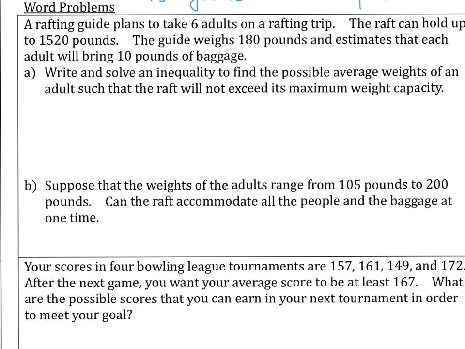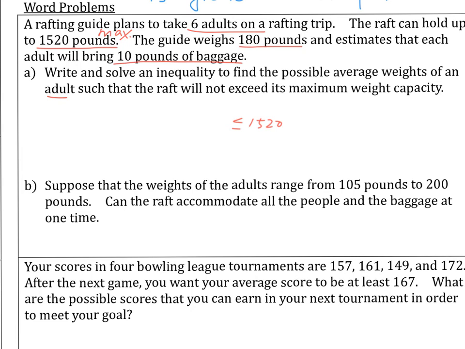Word problems. A rafting guide plans to take 6 adults on a rafting trip. The raft can hold up to 1,520 pounds, so this is the maximum. So I'm going to assume that I need to use the less than or equal sign. The guide weighs 180 pounds and estimates that each adult will bring 10 pounds of baggage. Write and solve an inequality to find the possible average weights of an adult such that the raft will not exceed its maximum weight capacity.